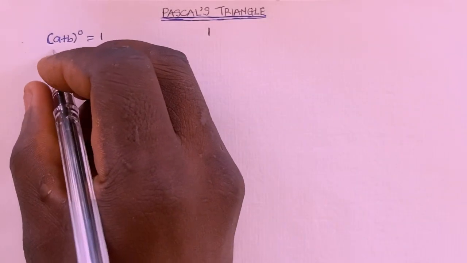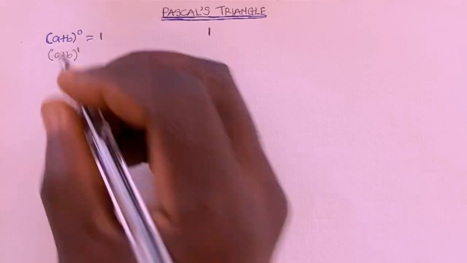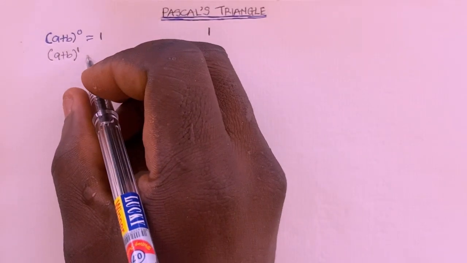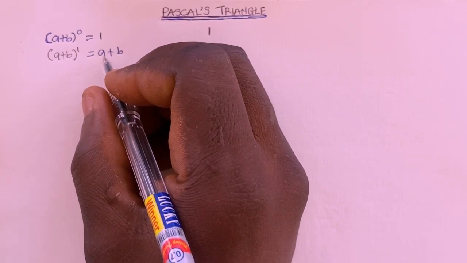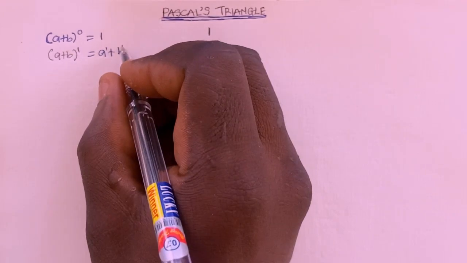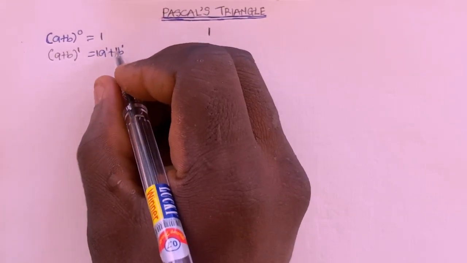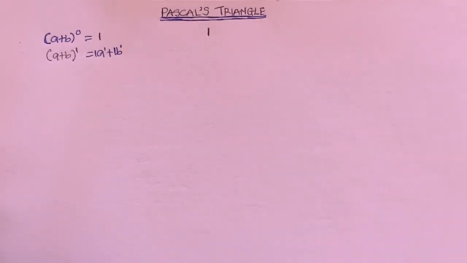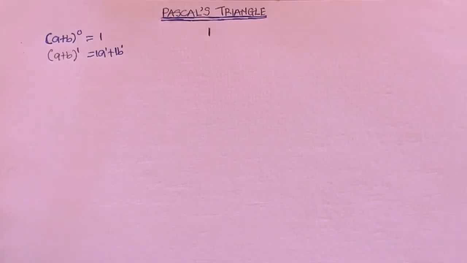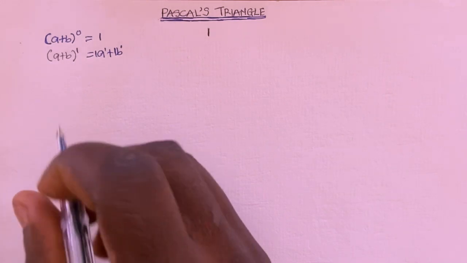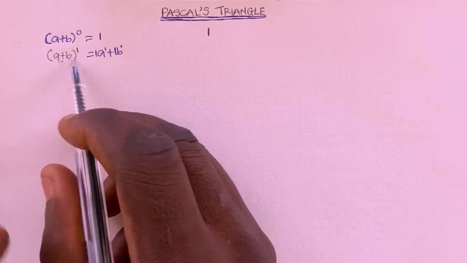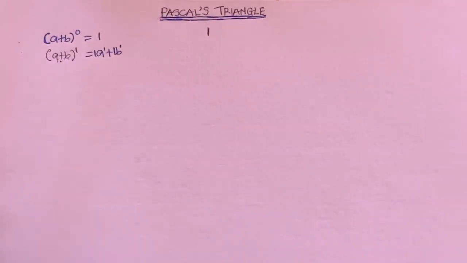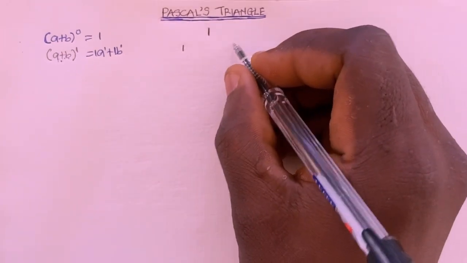Now let's say I have another expression, (a + b) all raised to power 1. We all know that (a + b) raised to power 1 is the same thing as writing a + b. The power of each term here is 1, and their coefficients are taken to be 1 and 1. As far as Pascal's triangle is concerned, I'll be using the coefficients of each term present in the binomial expression to derive it. The coefficients of a and b in this binomial expression are 1 and 1, so I can simply have 1 here and also 1 here.